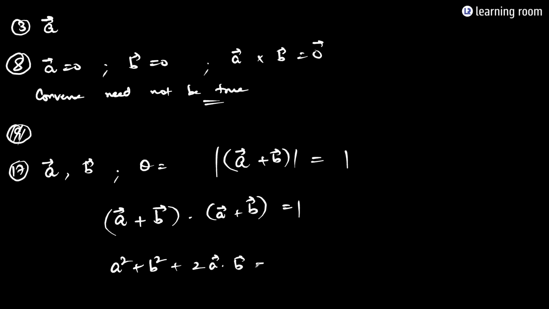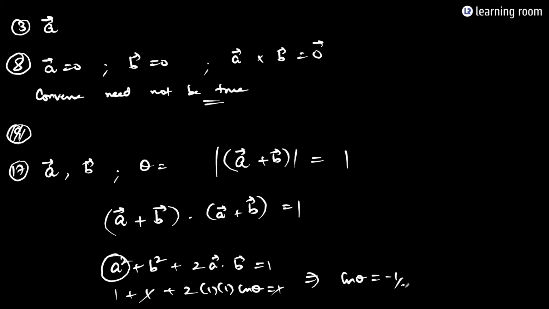If this is equal to 1, A square is 1, B square is 1. 2 times A dot B is 2AB cos theta. 1 into 1 into cos theta is equal to 1. 1 and 1 will get cancelled, which implies cos theta is equal to minus half. So what is the value of theta? 120 degrees or 2 pi by 3. Both are right.